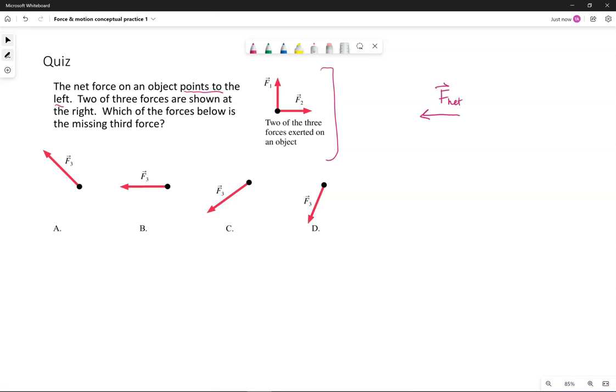So by saying our net force will point to the left, that means there is no net force in the y direction. So we need a downward force that has the same length as F1 so that those balance each other out or cancel each other out, whichever way we want to word that. We want that upward y component of F1 to balance out the y component of F3.